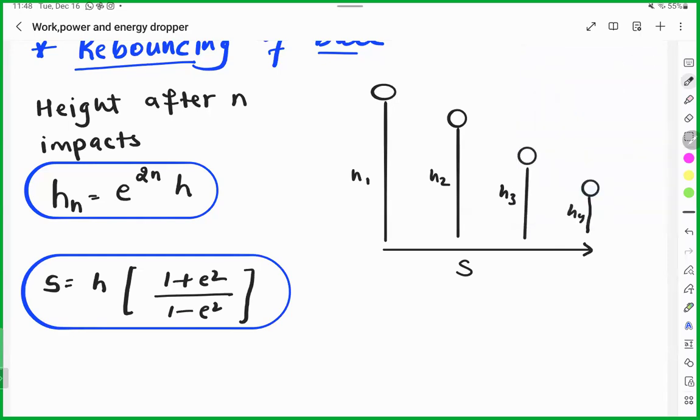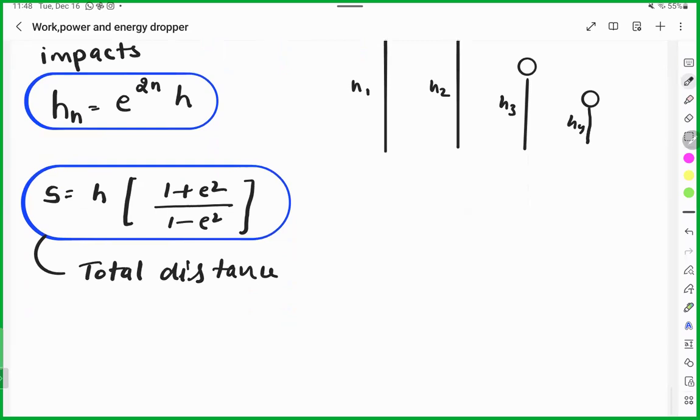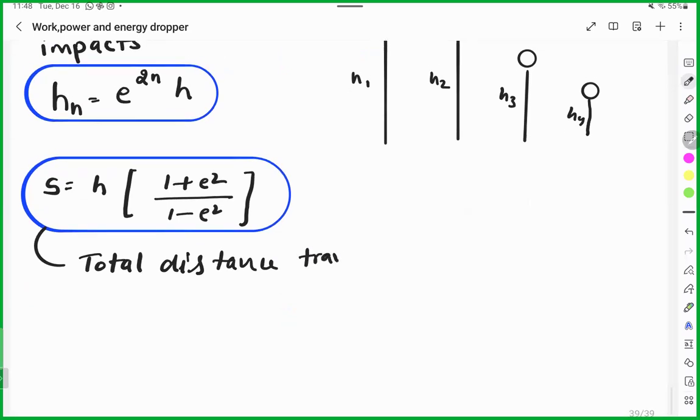My bad. Not this distance. Total height, like it is going up, down, up, down, up, down. How much distance is traveled by this? That is S, not displacement. Total distance traveled by the ball. That's why logically it should make sense. Why? Example, I made a mistake and I said this is the distance S. Logically, it's not possible. It is displacement.